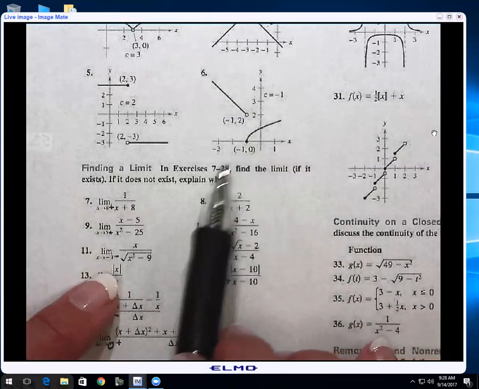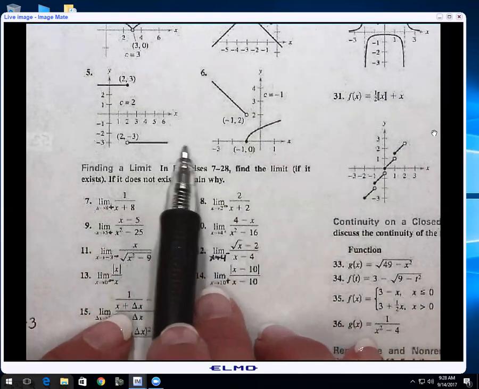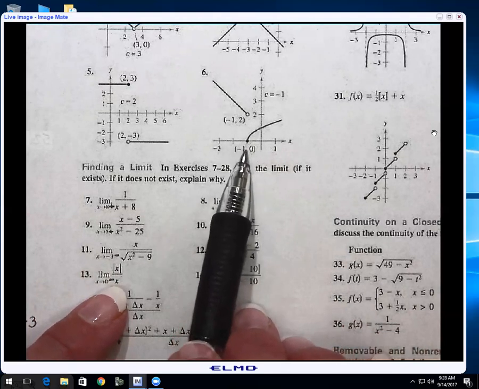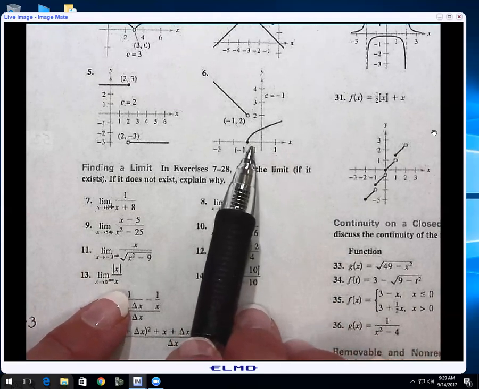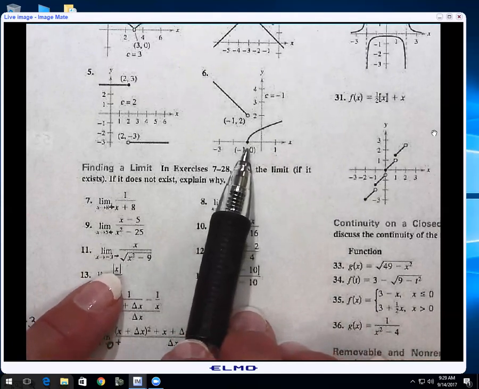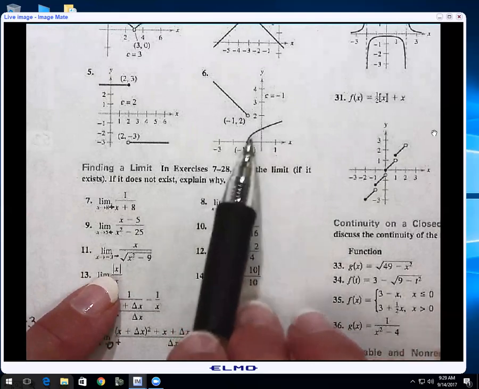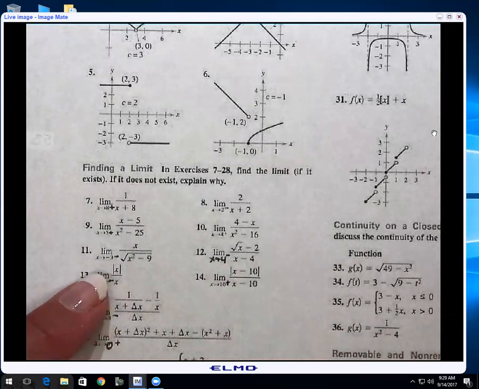And what about my D part? What is f of -1? It's 0. So there's a discontinuity at -1. Is that discontinuity removable or non-removable? It cannot be fixed just by filling in that dot. So that's a non-removable discontinuity.